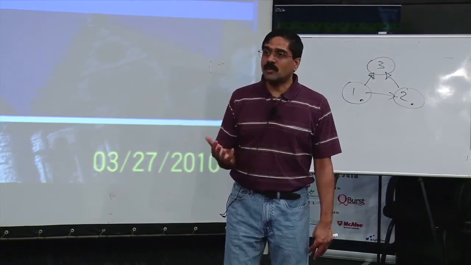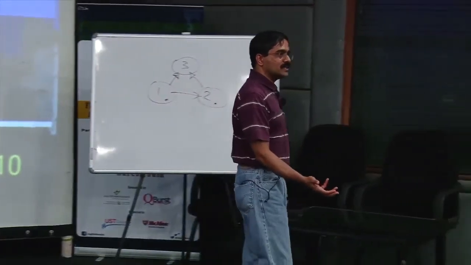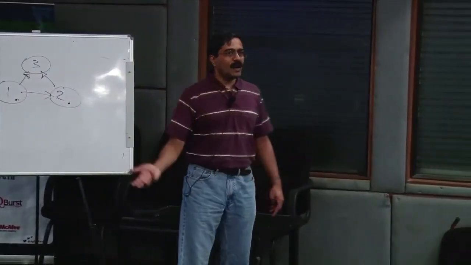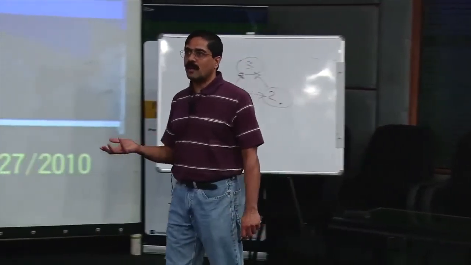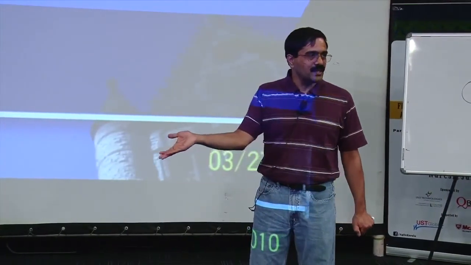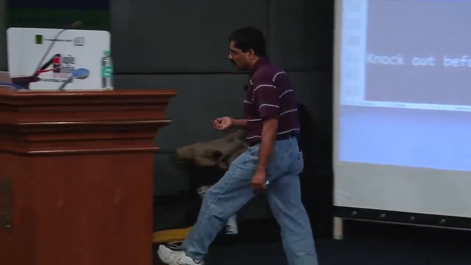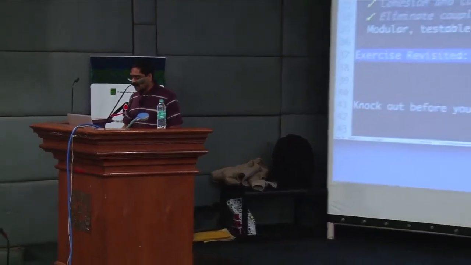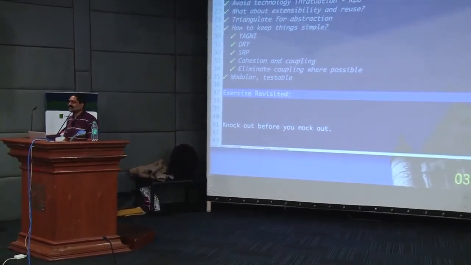And of course, there are times when you cannot remove your dependency. Only in those cases do decoupling, right? So the best thing is to remove coupling. The second best is to decouple, meaning depend on an interface rather than a concrete class. And that is something we can do if you're willing to do it. So eliminate coupling where possible. So in short, make your code modular, make your code testable.